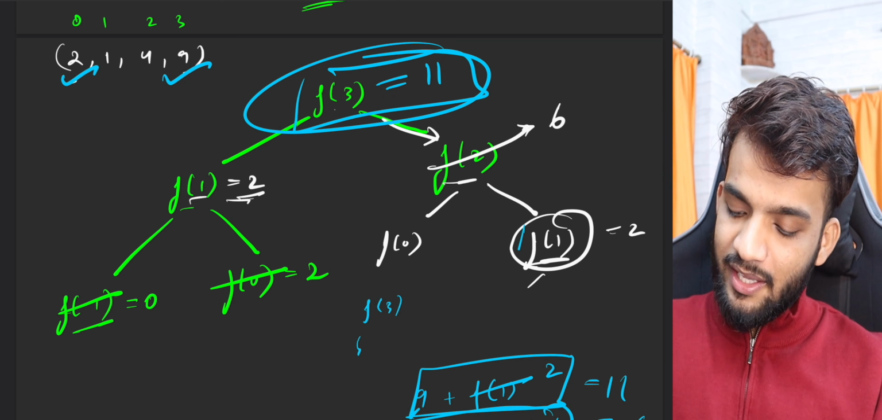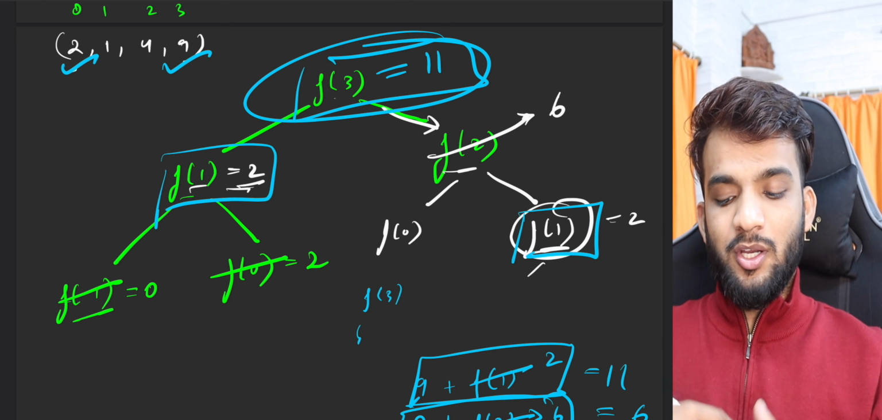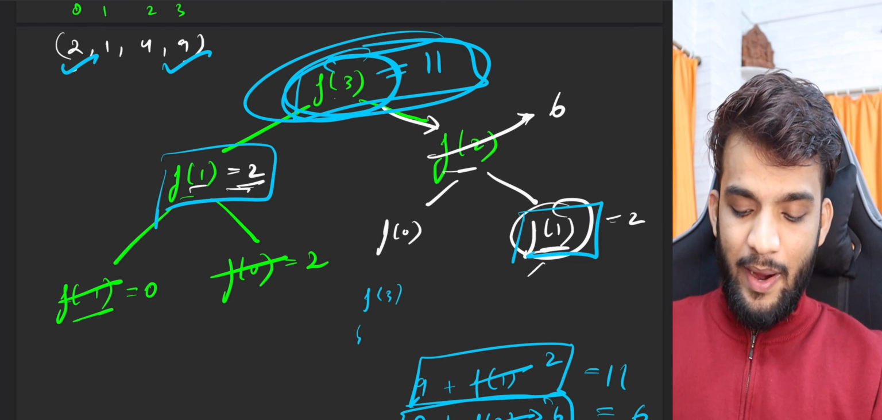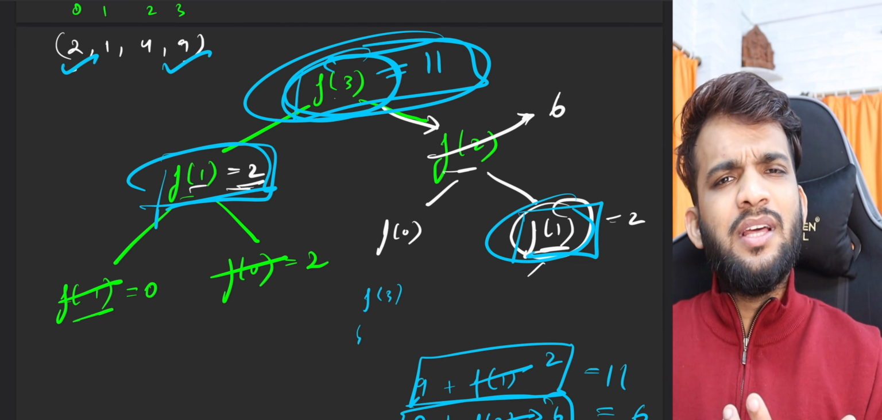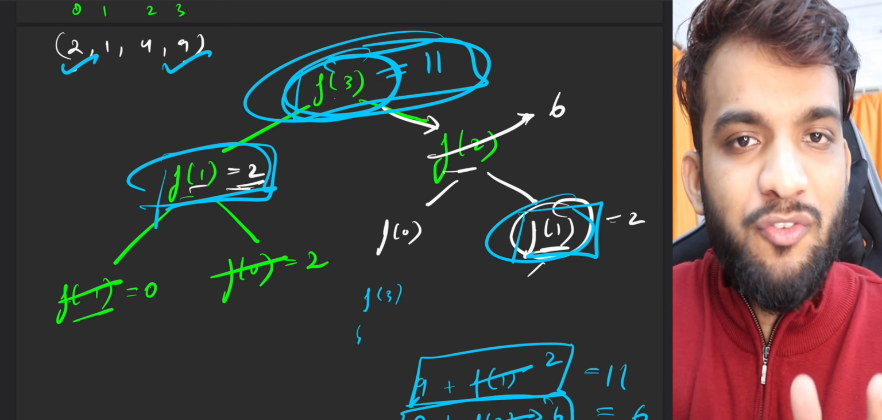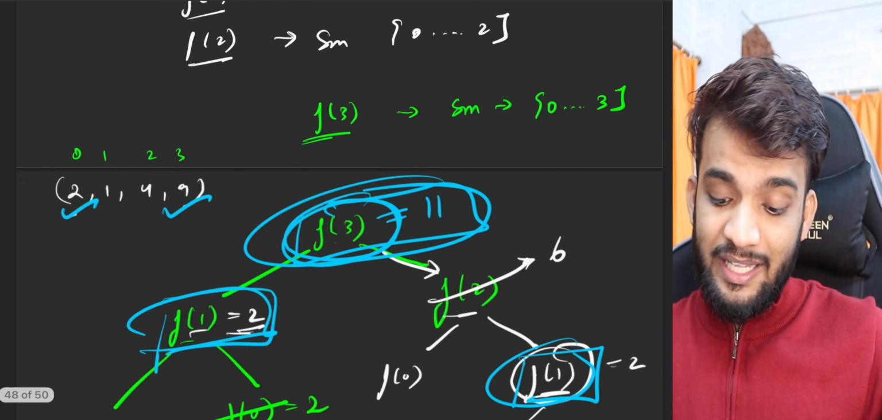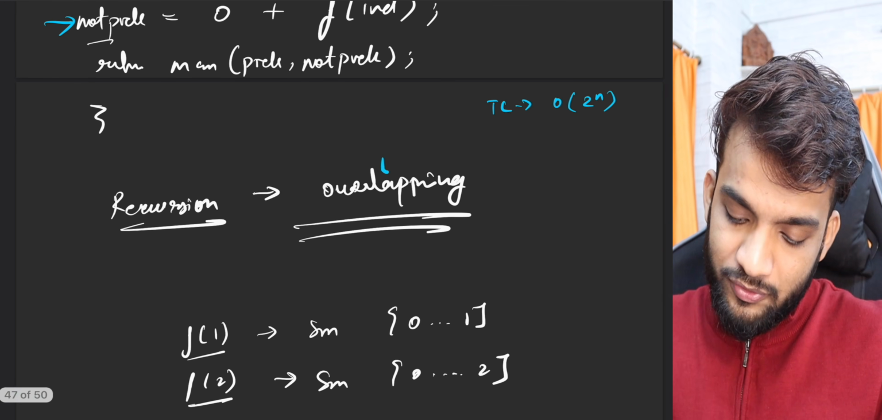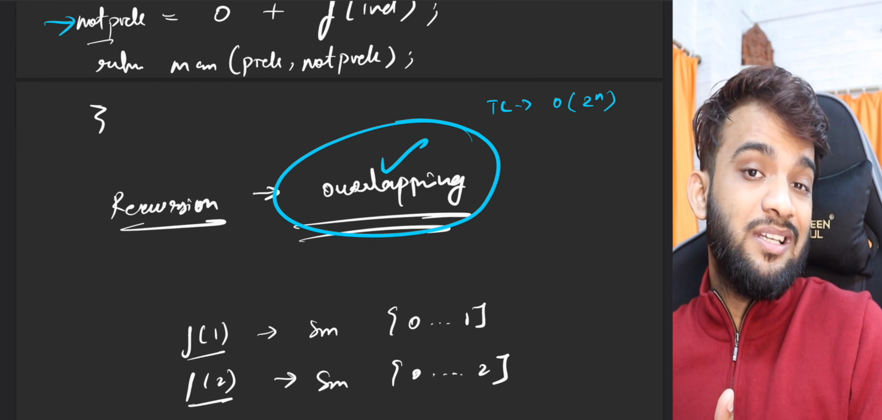And you saw that there were overlapping subproblems, because in order to solve f of 3, we required f of 1 twice, and whatever the answer for f of 1 is computed once, that can be reused because the answer will never change for a particular array. Correct? That's how we prove that there are overlapping subproblems and how the recursion worked.